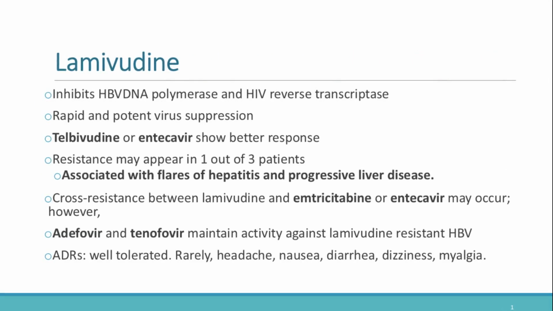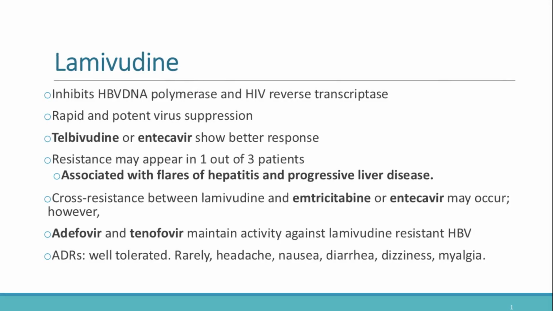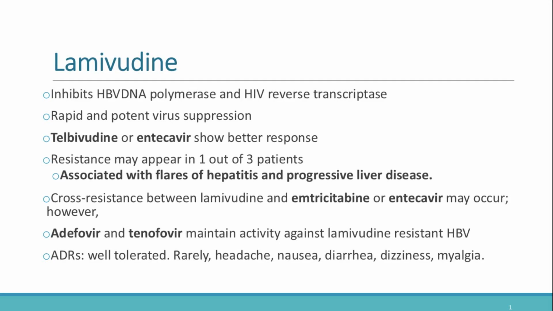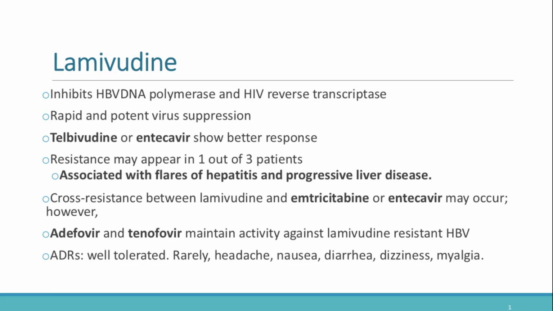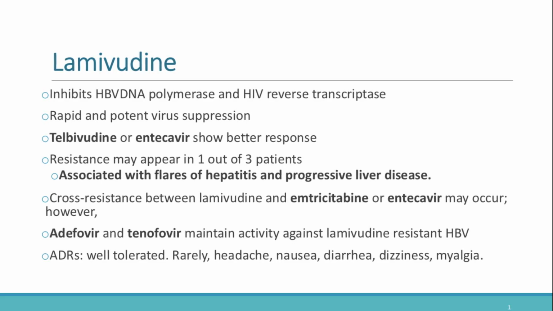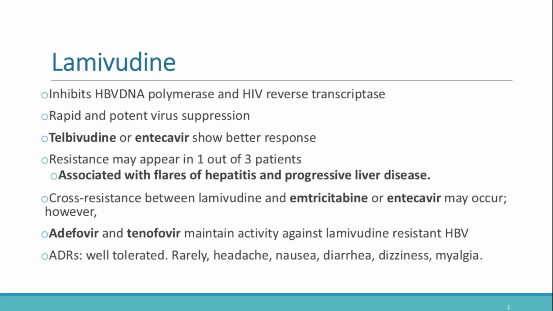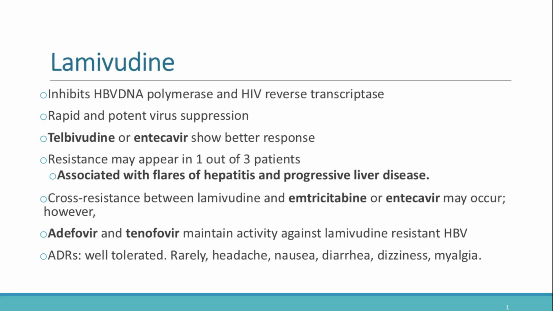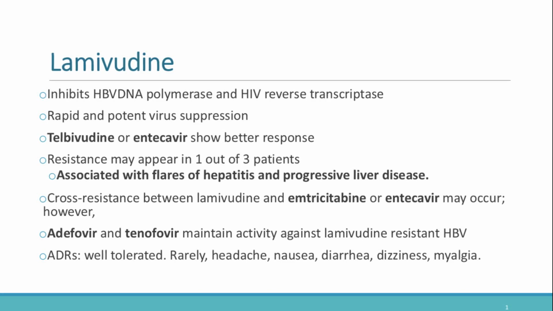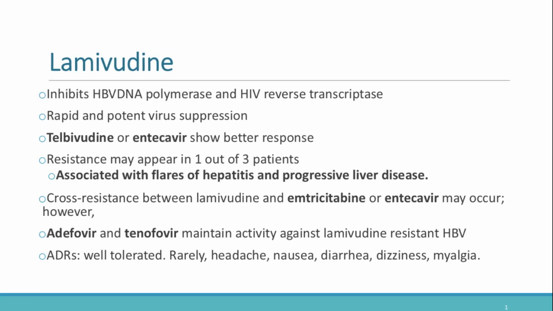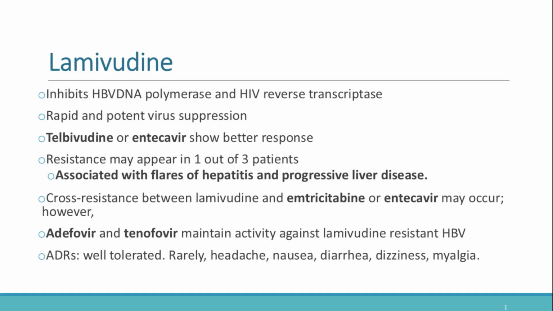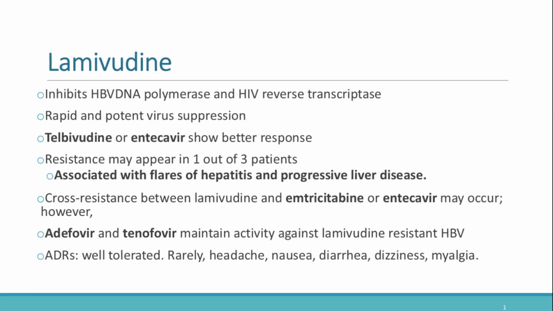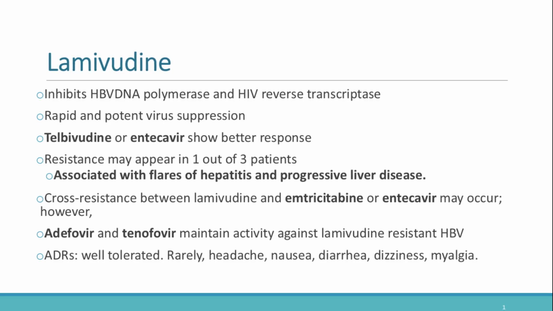Lamivudine inhibits HBV DNA polymerase and HIV reverse transcriptase by competing with deoxycytidine triphosphate for incorporation into the viral DNA, resulting in chain termination. Resistance may appear and limits its use. In that case, adefovir and tenofovir are suggested, although their efficacy is slower to manifest. Although tenofovir and telbivudine are nowadays regarded as the first choice to treat chronic HBV infection, lamivudine remains an important drug.